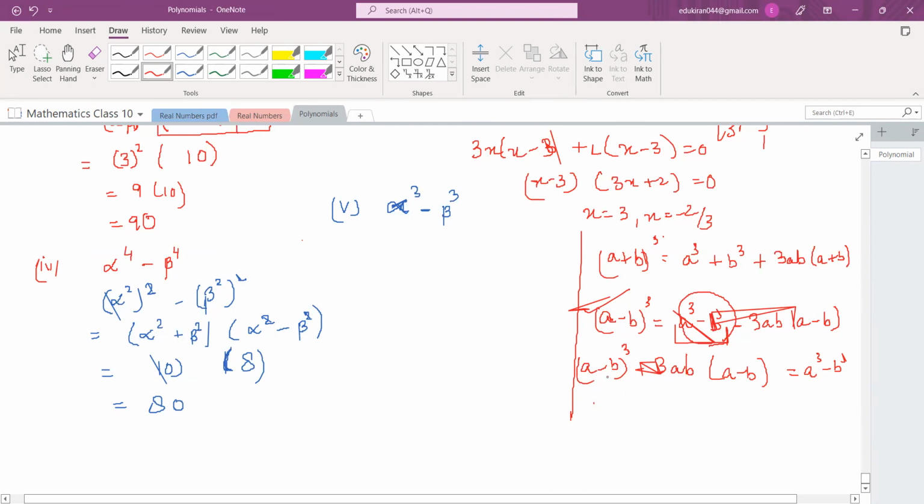If I expand this bracket, so a minus b whole cube is how much? A cube. Am I doing it correct or not? Oh, no, no, no. I can do one thing here. See, I have a minus b in both the terms, right? So I'll take a minus b common. Clear?